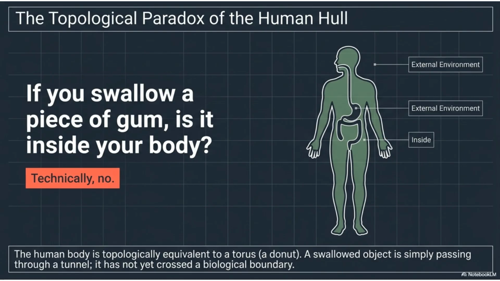If you swallow a piece of gum, is it inside your body? Technically, no. The human body is topologically equivalent to a torus or a donut. The swallowed object is simply passing through a tunnel. It has not yet crossed a biological boundary.